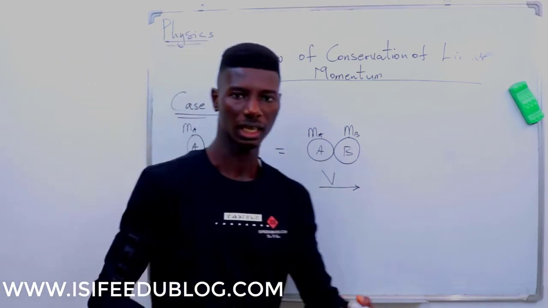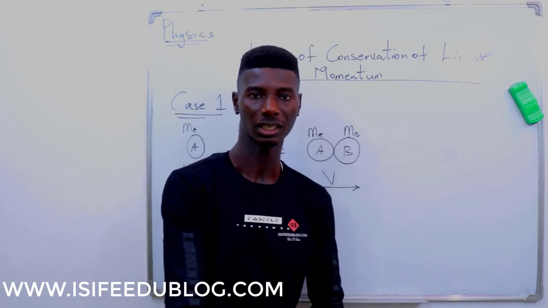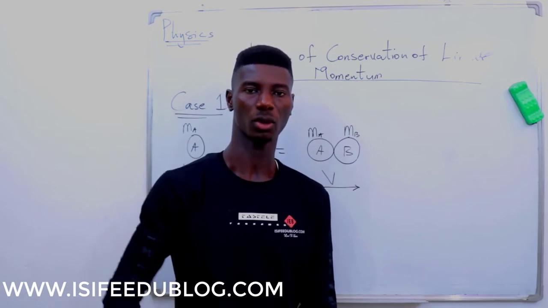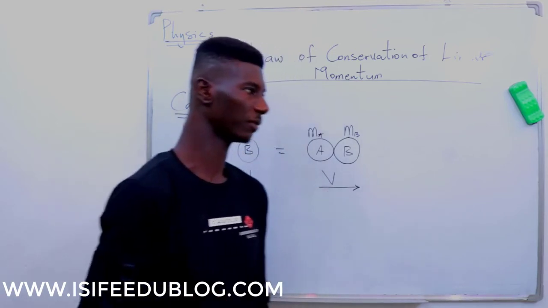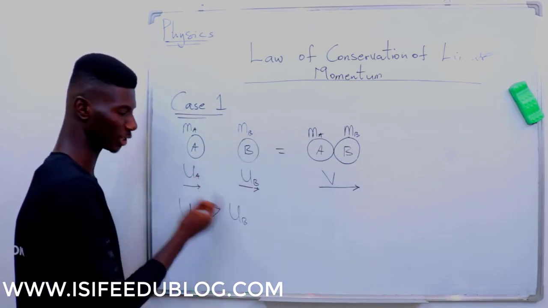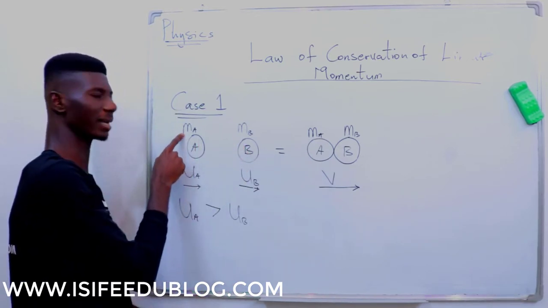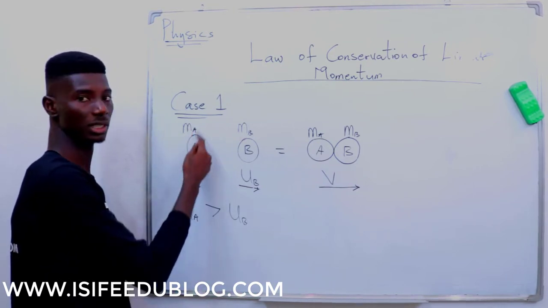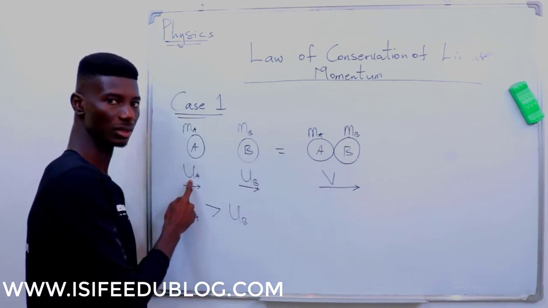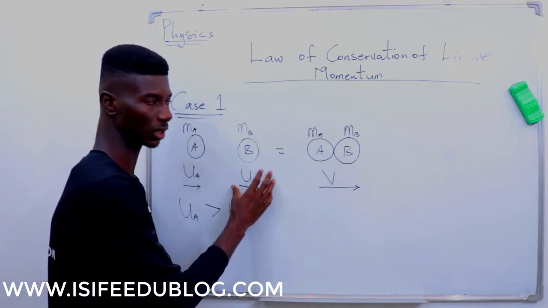Let's assume you are in a vehicle moving and another vehicle is moving faster than yours. There is a tendency this vehicle can hit you, because it has more speed than the vehicle you are in. So that is the case we are looking at here. This has higher speed than this. Now, when these two bodies collide, remember, MA here means mass of body A, MB means mass of body B, UA denotes the initial velocity of body A, and this is the initial velocity of body B.